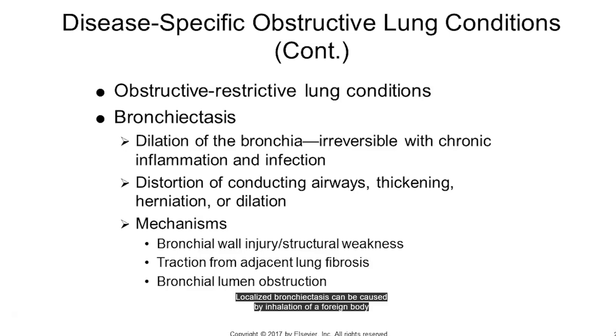Localized bronchiectasis can be caused by inhalation of a foreign body, such as a peanut or chicken bone, or an airway tumor or lymphadenopathy. Diffuse bronchiectasis is widespread fibrotic, bronchial wall, or lumen obstructions, generally caused by sarcoidosis, tuberculosis, etc. The difference is important when looking at further workup and treatment plans, and will be discussed in a minute.